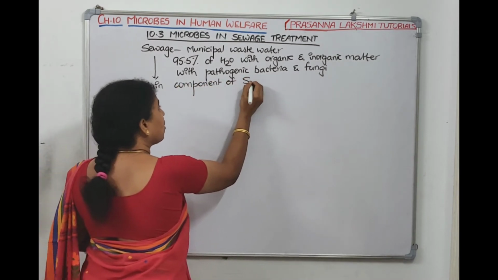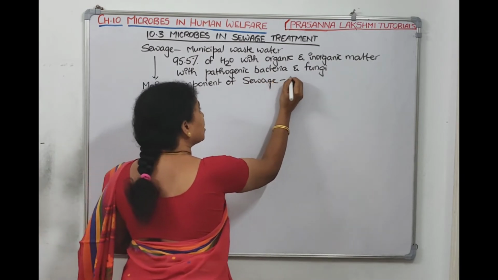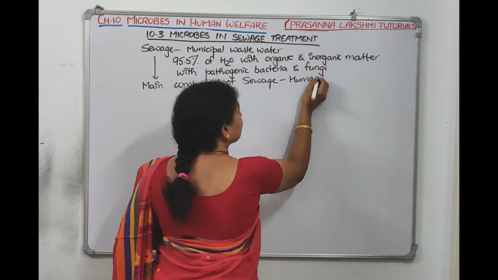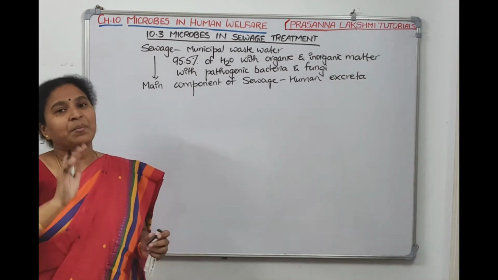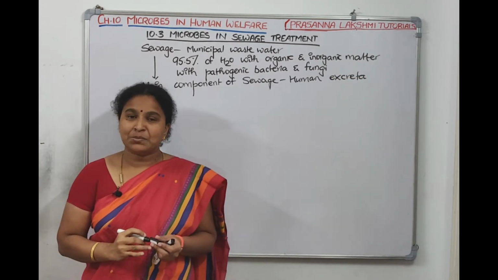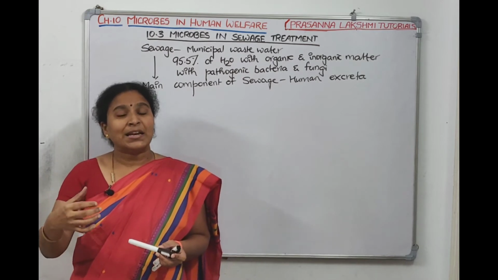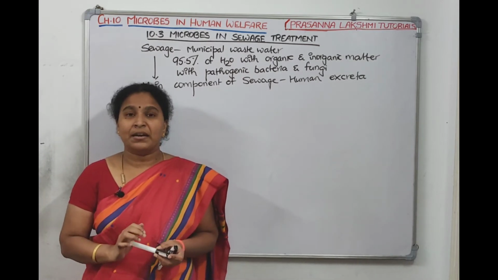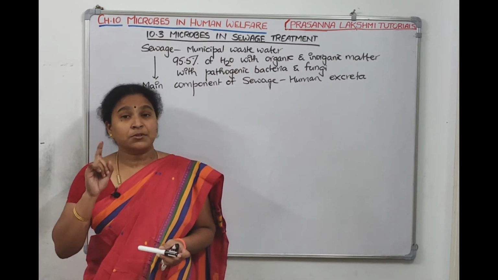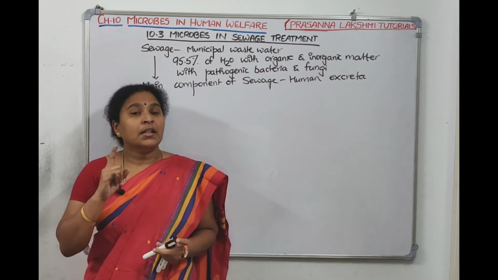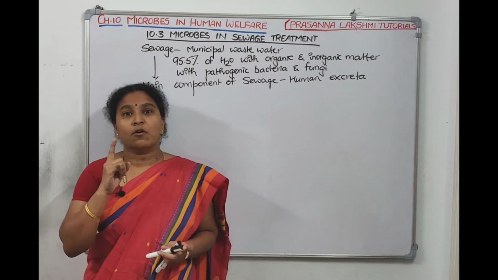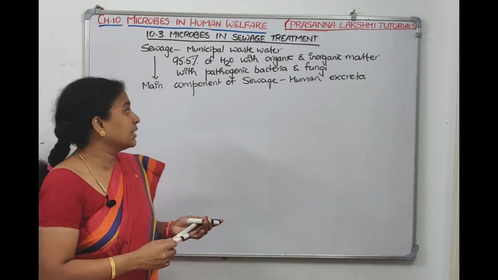You know, the main component of sewage is human excreta. Now in our elementary canal only all the pathogenic organisms will be there. Those pathogenic organisms will be released into the human excretory material. Now those pathogenic organisms, if we don't treat it, then what happens? Tell me. If we don't treat it, then it causes outbreak of waterborne diseases, right?